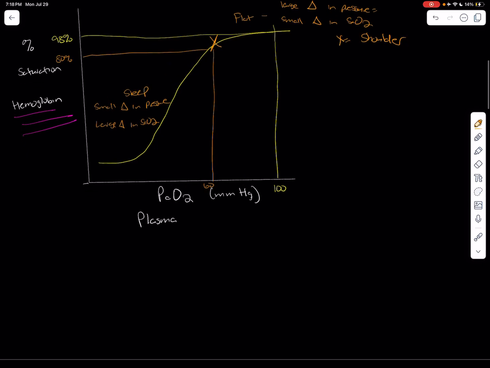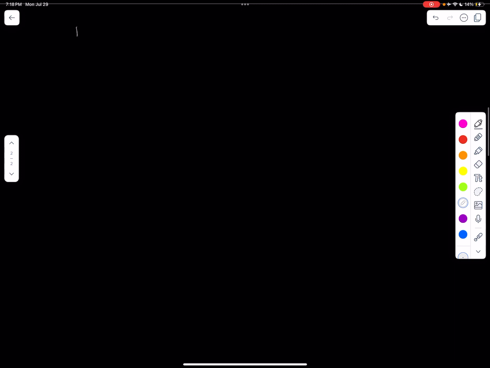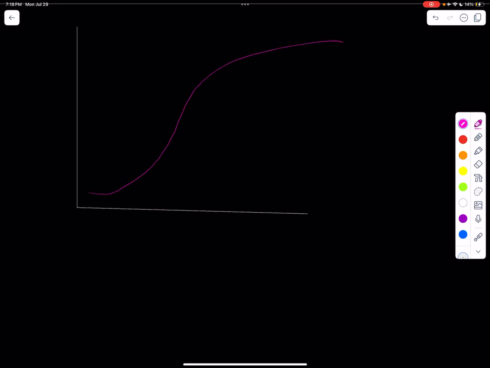So let's do this again. I think it'll be better to draw a new one here, so we're going to scroll down and draw my curve again. So here we go. All right, much better. Okay, good. So we'll do hot pink because I like that. Okay, so we're going to say that this is my normal curve.